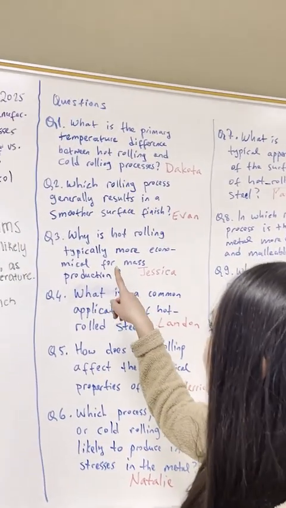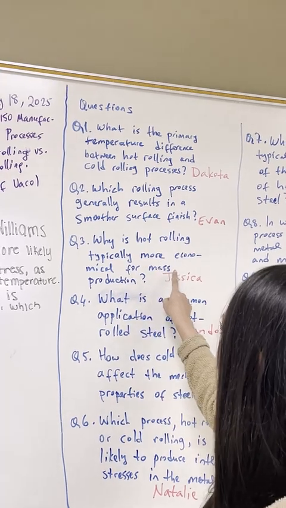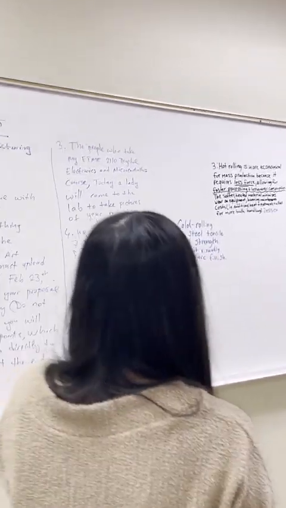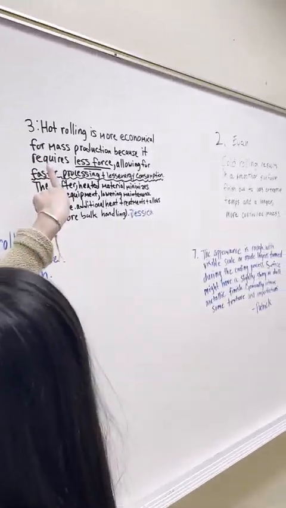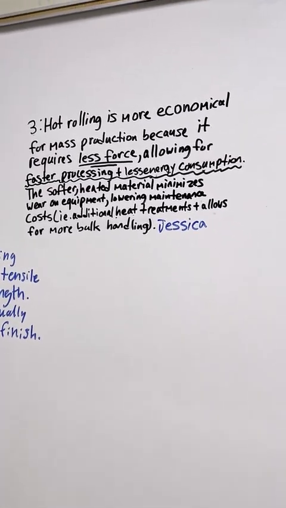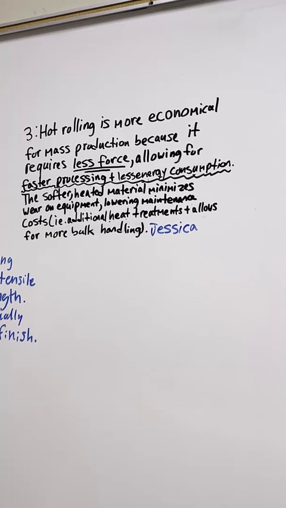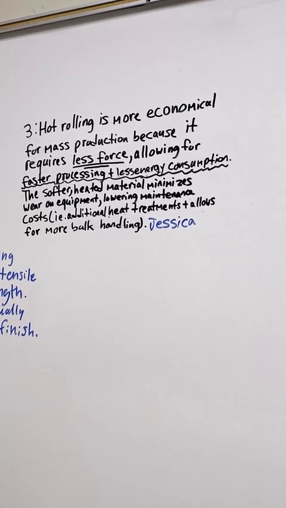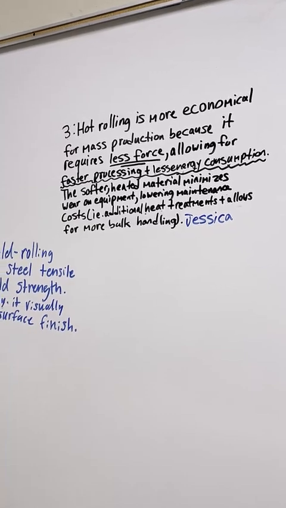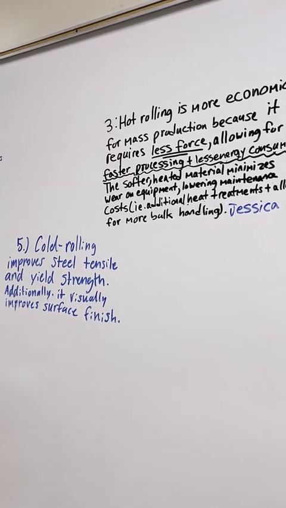I have the third question, which is why is hot rolling typically more economical for mass production? Hot rolling is more economical for mass production because it requires less force, meaning it has faster processing and less energy consumption, since heated materials are more malleable than cold materials or cold rolling materials.